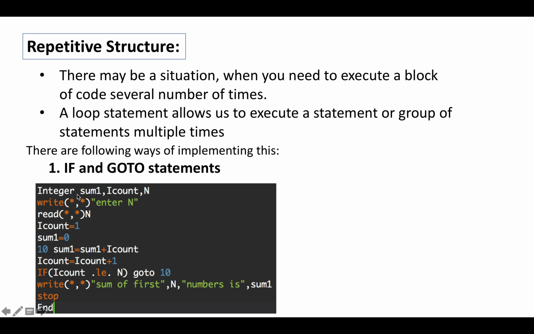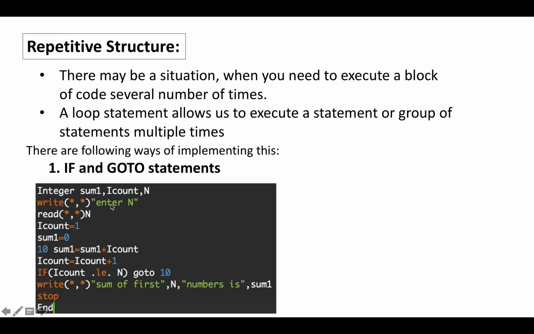In this program I defined 3 variables, sum1, icount and n, as integer. Remember, I use sum1, not sum. I've already explained it. And I've used icount, not simply count, because if I place I, it is by default an integer, and n, which is by default an integer. So I have explicitly defined them as integer because it is good practice to define all the variables at the beginning of the program.